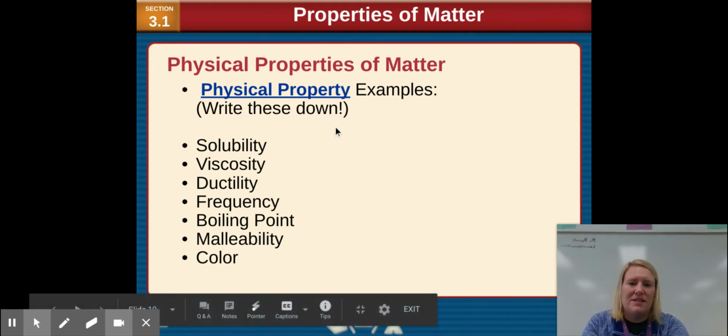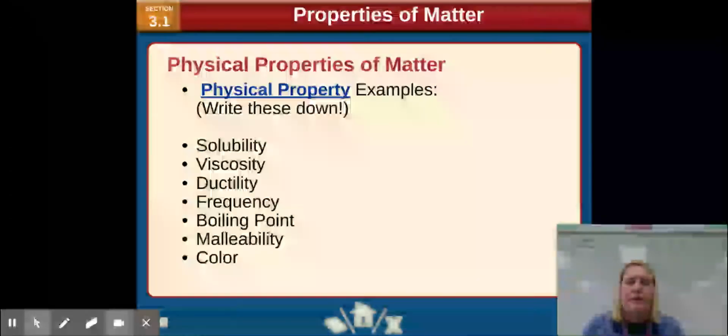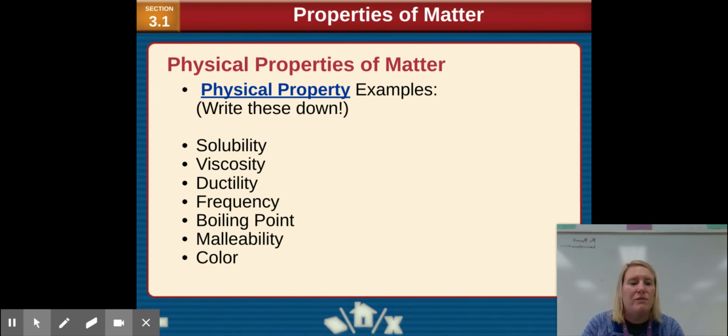Some more physical properties of matter, you might want to write these down. These include solubility and viscosity. Viscosity, I think about honey versus water. Honey doesn't flow very well. Ductility, that's the ability to be pounded into wires. Boiling point. Malleability, remember that we think about copper and pennies and being able to pound it into shapes. And color.